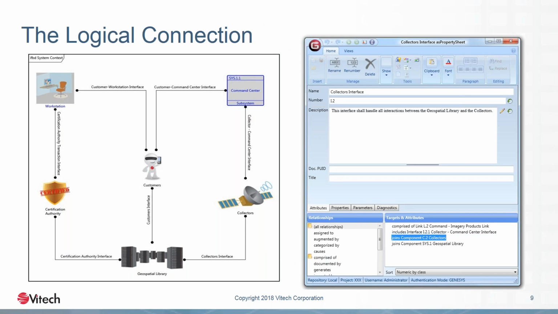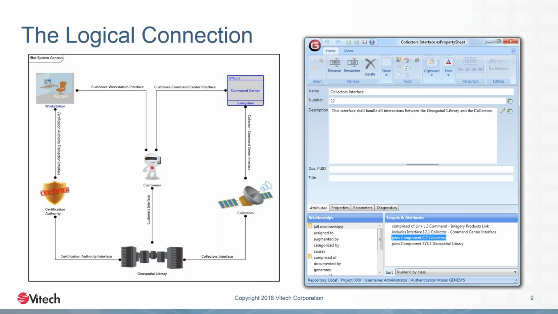So what I'm showing you on the left-hand side is an interface flow block diagram. And what I'd like you to focus in on is the system under design is the geospatial library. But the geospatial library doesn't live in a vacuum. It has interactions with other things. So for the model, we've identified that we have three separate interfaces from the geospatial library to those external environments. So we have a certification authority, we've got customer, we've got collectors. So we've identified that we have three independent interfaces from that system to all the other external systems that are affecting our model.